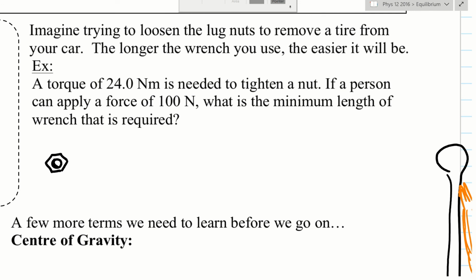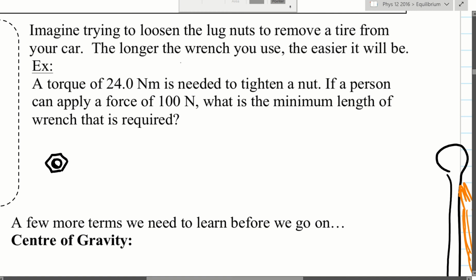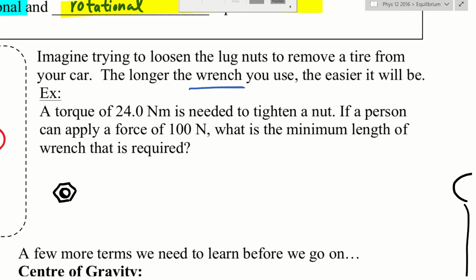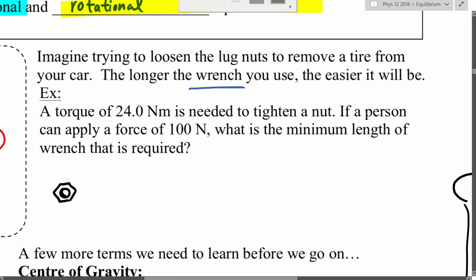Now, you have to loosen these up in order to actually get the tires out. But have you tried using your hand to remove these? It's impossible. You will hurt yourself, you will bleed, and you won't be able to move the nut, not even an inch. So what you need in this situation is a tool called a wrench. Now, the reason why a wrench works is exactly what we are learning in here, the theory behind torque.